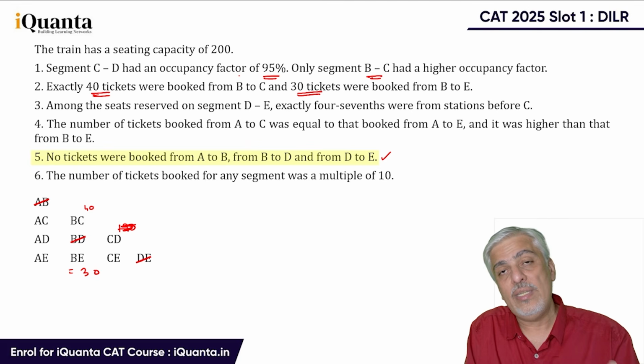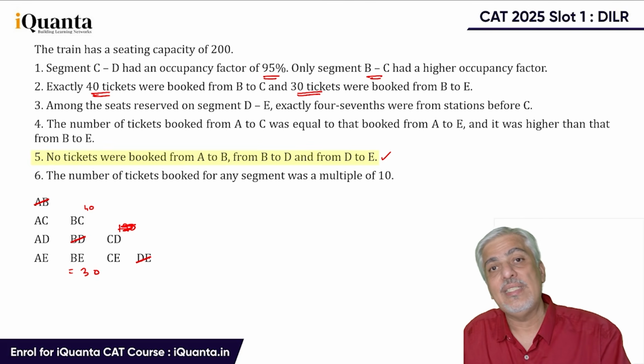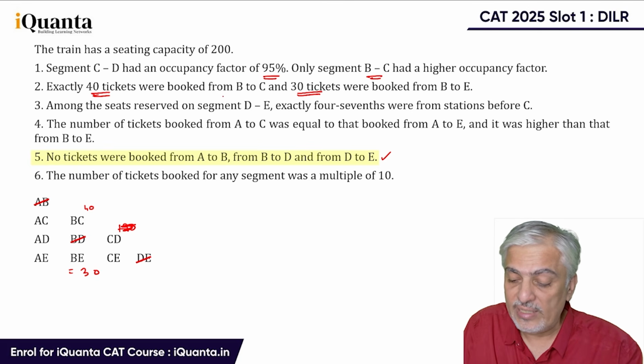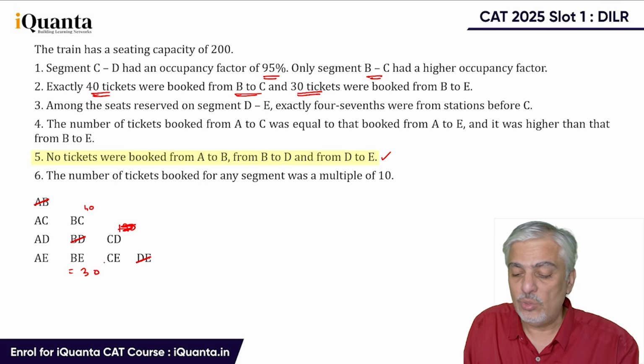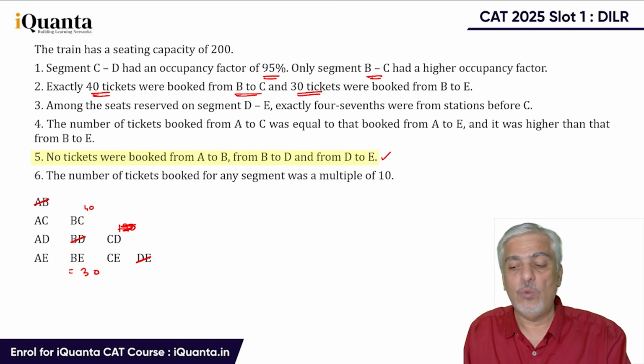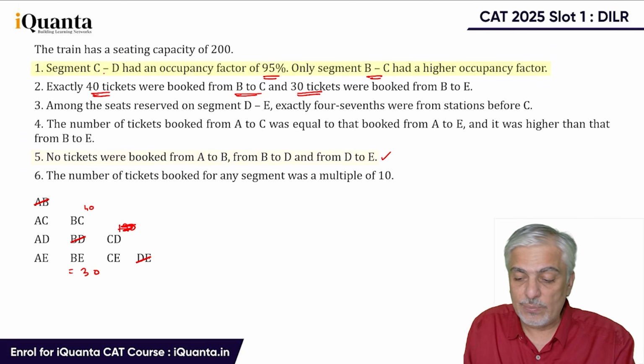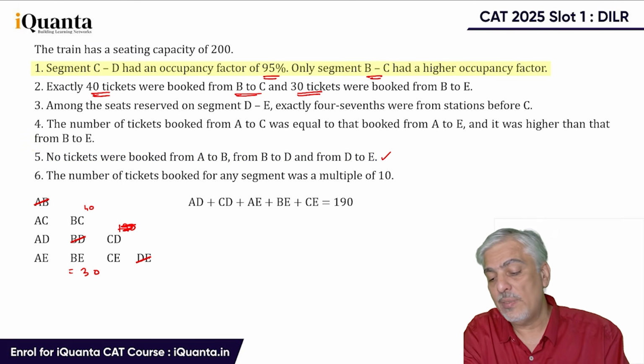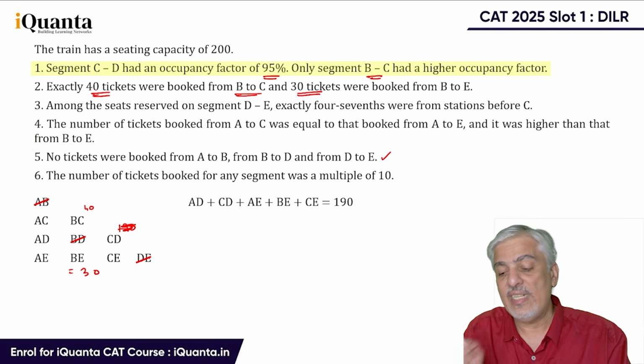CD will be all tickets which can be booked up till CD. These are all direct ones. 40 tickets were booked from B to C. This is direct. So only these two are direct, rest all are not direct. So, but still some data is there. Let's see how we will use this data. So let's look at this part first. CD has an occupancy of 95%. Now what all will CD include?